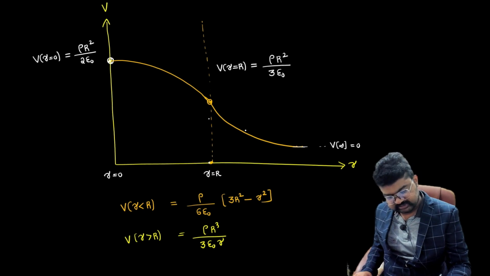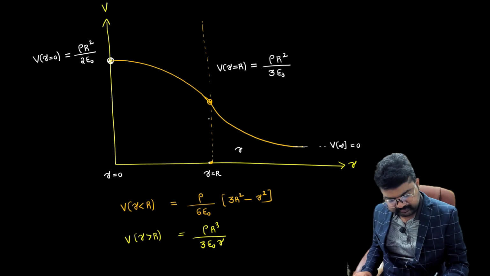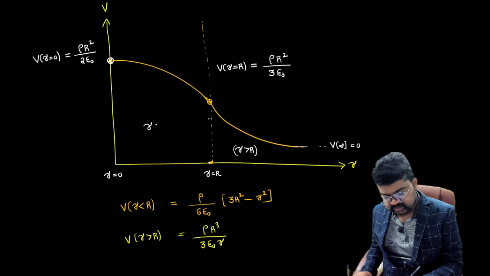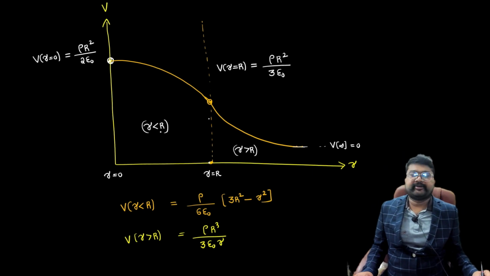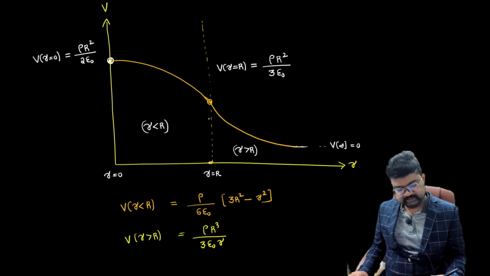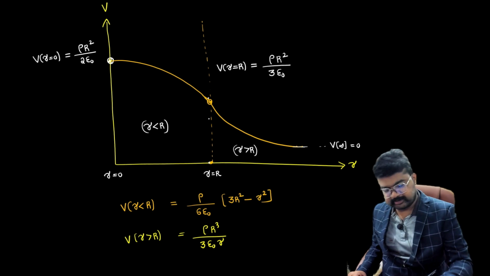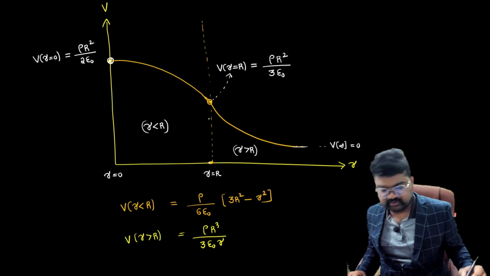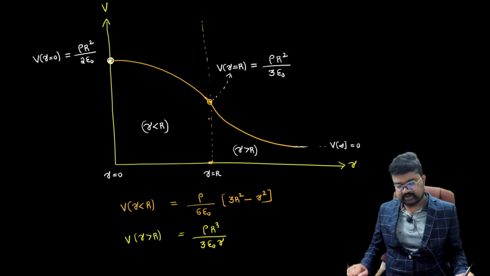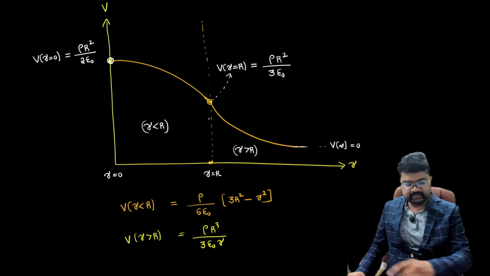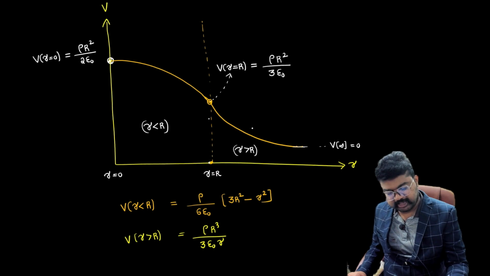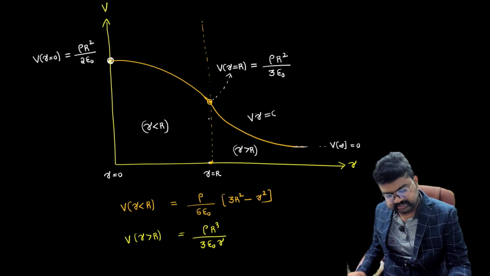So here what is this? In this region, r greater than R region. This is r less than R region. Understood? Now you can substitute here also. r equal to capital R, rho R square by 3 epsilon naught you will get. This is r equal to capital R. This is r equal to 0. So it is going like this. It is a rectangular hyperbola. This is looking like Vr equal to constant.